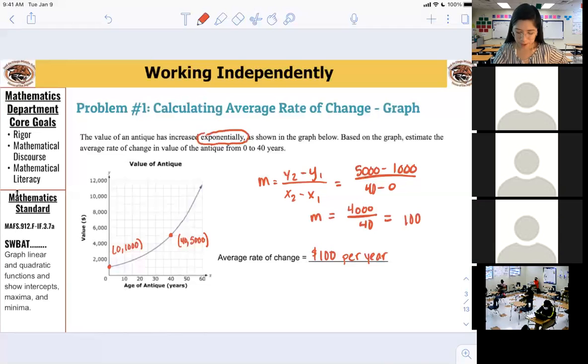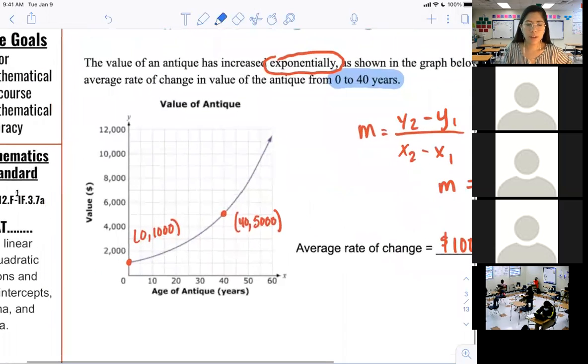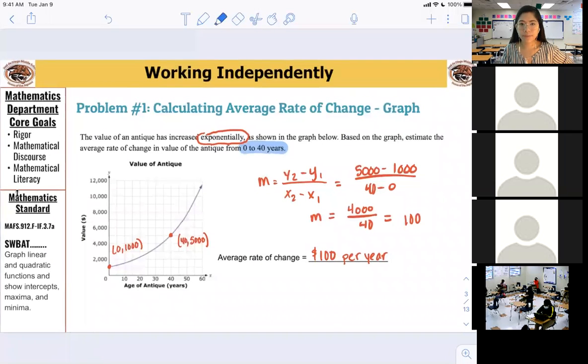Okay, based on the graph, estimate the average rate of change in value of the antique from 0 to 40 years. So look at that, it's telling you where to look. It says go to those 2 points on the graph, (0, 1000) and (40, 5000). Then we can use the rate of change formula to figure out the average rate of change. So we plugged in y2 and y1, x2 and x1, and we end up with 100. And our units, by the way, $100 per year.